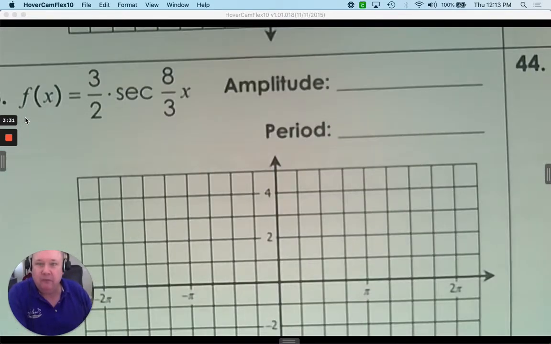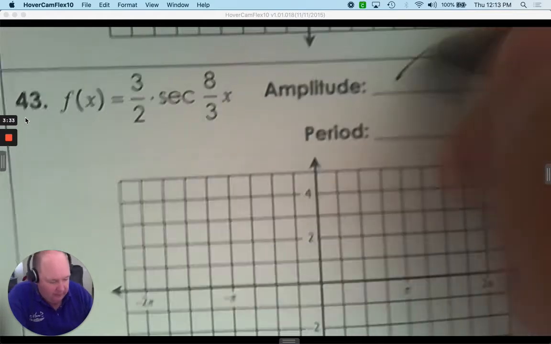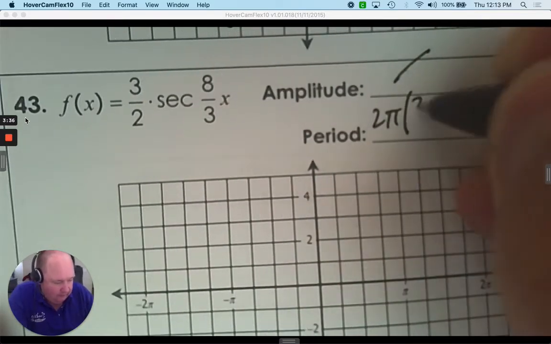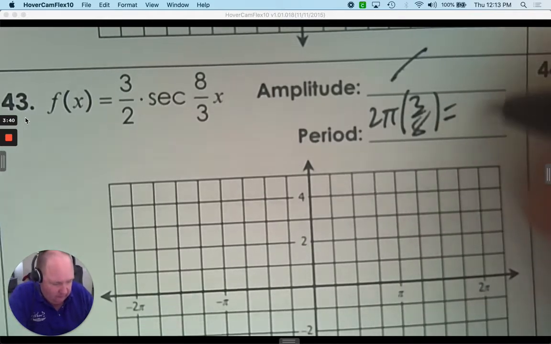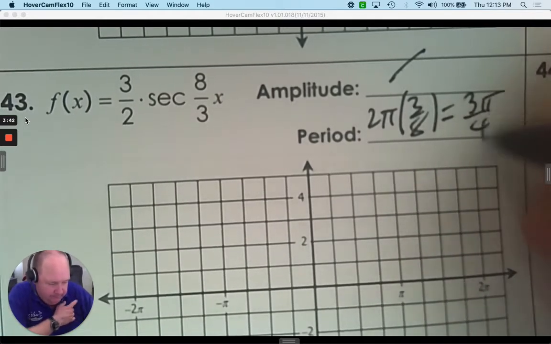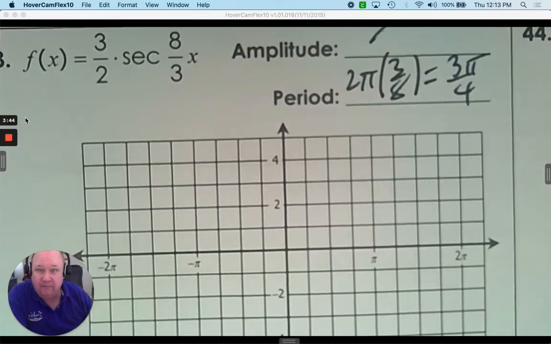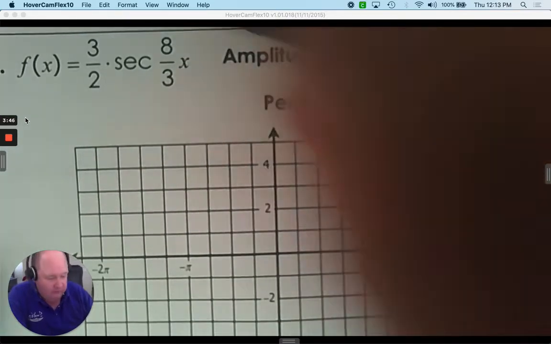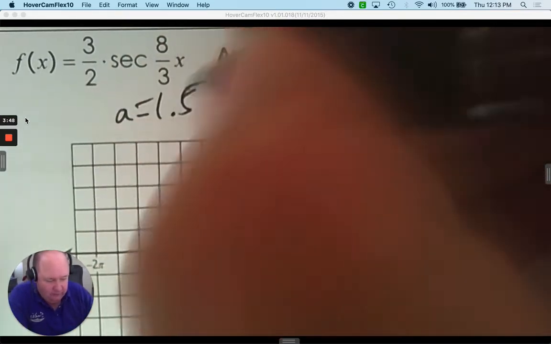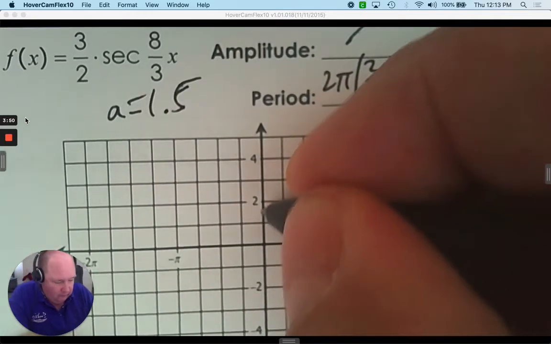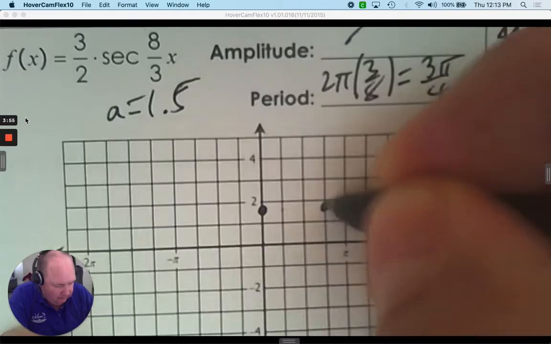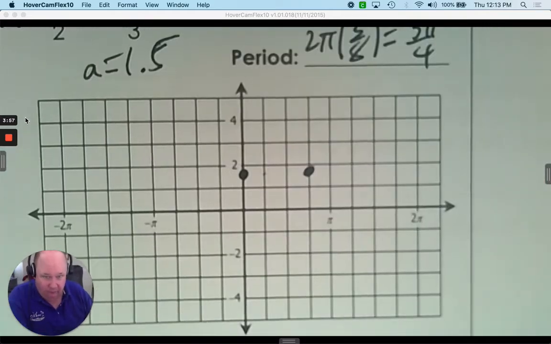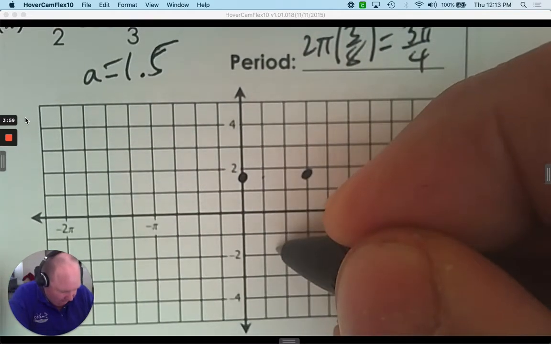In question number 43, secant has no amplitude. The period is 2 pi, and I'm just going to do the reciprocal again. This is 6 over 8, which is the same as 3/4. So the answer is 3 pi over 4. Secant starts with the upper vertex. So our a value is 1.5. So we're going to start at 1.5, and then 3 to the right will also be 1.5. So that begins and ends one cycle. Exactly in the middle will be -1.5.